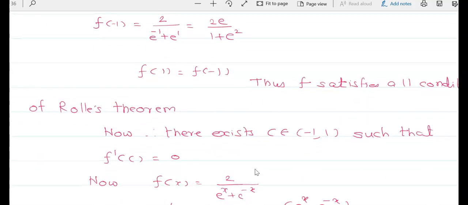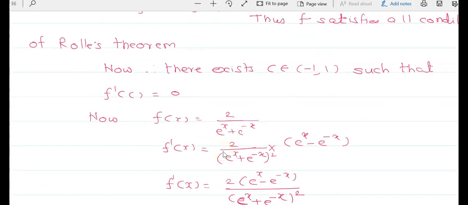Now Rolle's theorem says there exists a c belonging to the open interval minus 1 to 1 such that f dash of c is equal to 0. F of x is equal to 2 upon e raised to x plus e raised to minus x. F dash of x is the derivative, that is 2 upon the bracket e raised to x plus e raised to minus x squared, into d by dx of e raised to x plus e raised to minus x, which is e raised to x minus e raised to minus x.